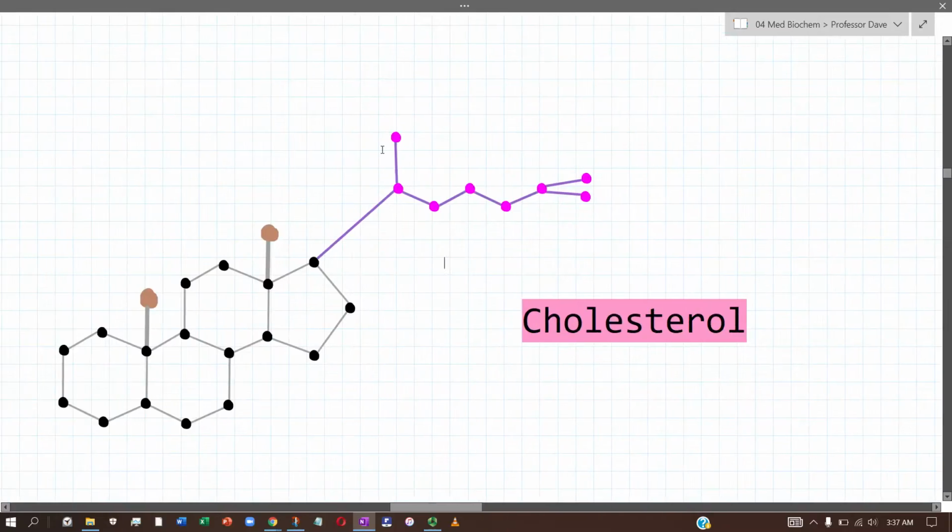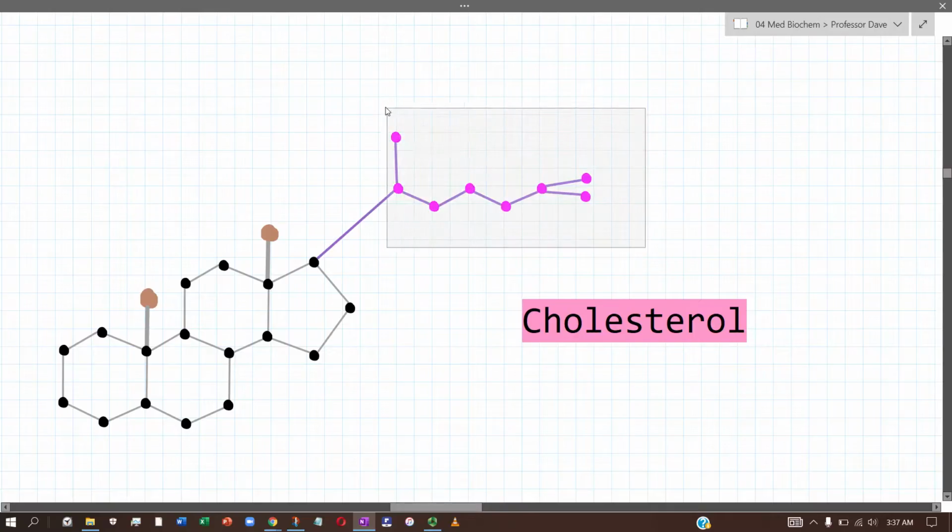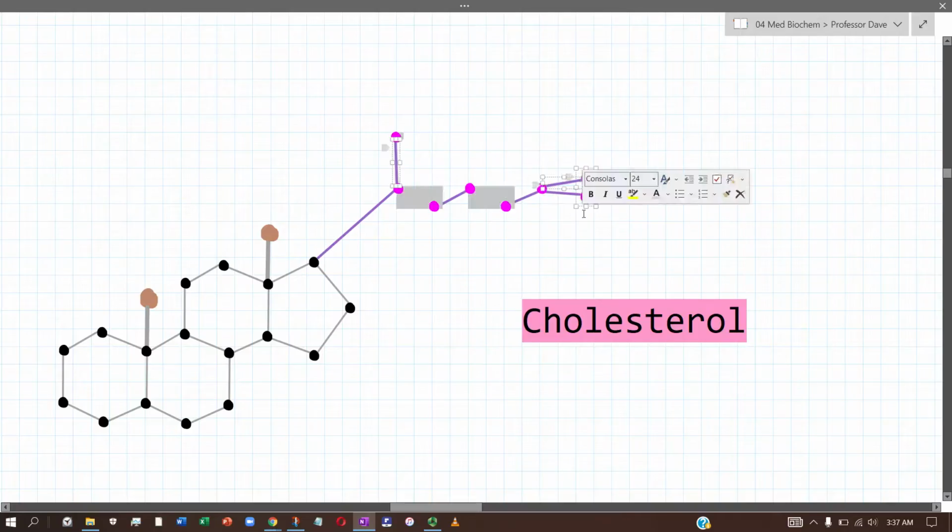And again, this is definitely more conceptual than conventional. This doesn't adhere very well to Haworth projections or Fischer projections. This is for illustrative purposes. Hopefully this is another perspective that may provide assistance for you to make sense of this class.